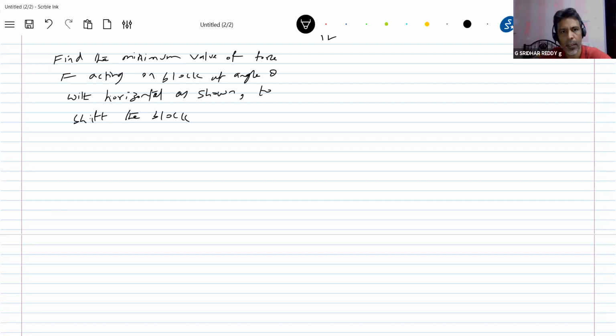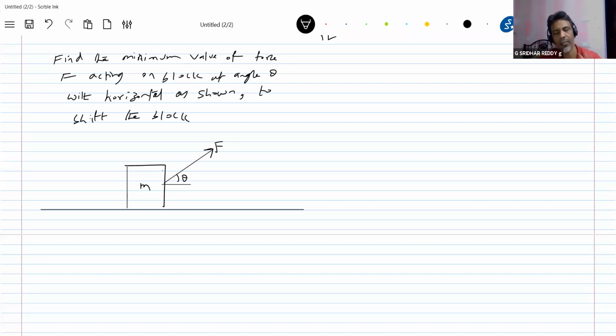So there's a rough horizontal surface. I have kept a block of mass m. Then I applied a force at an angle theta. It is asking the minimum value of this applied force so that the block will shift.